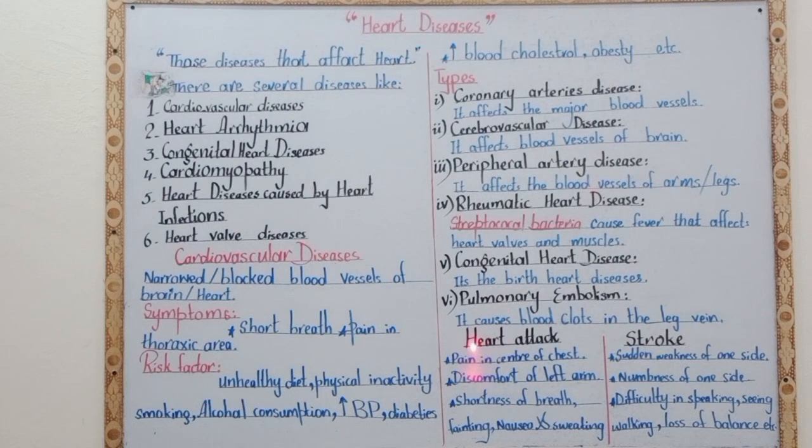So next, a very important difference between heart attack and stroke. Heart attack symptoms: pain in the center of the chest and discomfort or pain in the left arm or left shoulder, shortness of breath, fainting, nausea and sweating. These are all the common symptoms of heart attack. While in stroke: sudden weakness of one side, one leg, one face, or one arm, numbness of one side, difficulty in speaking, walking, or loss of balance. These are the common symptoms included in stroke. So this is the difference between heart attack and stroke.